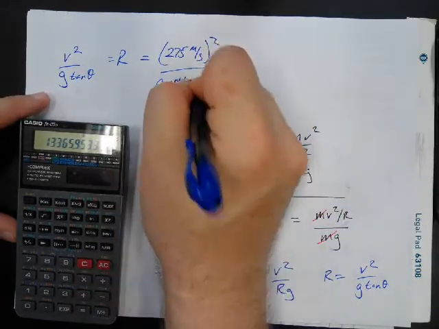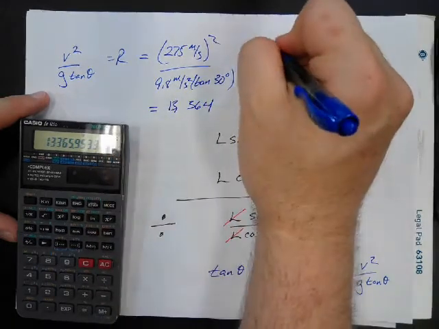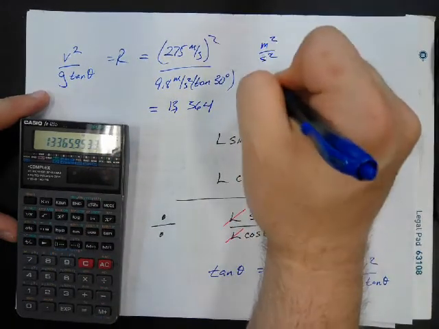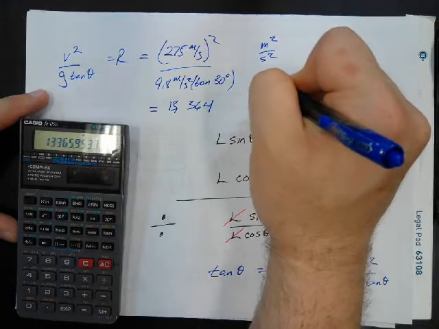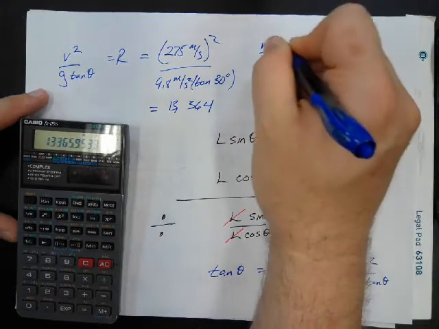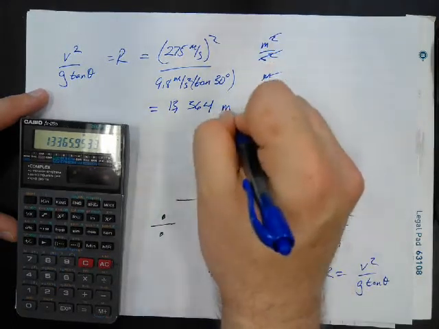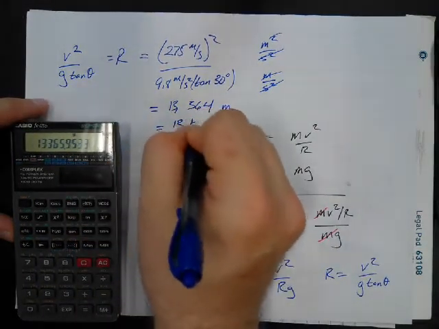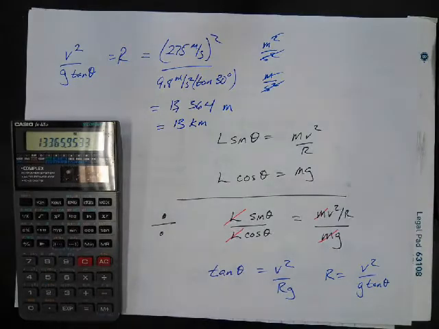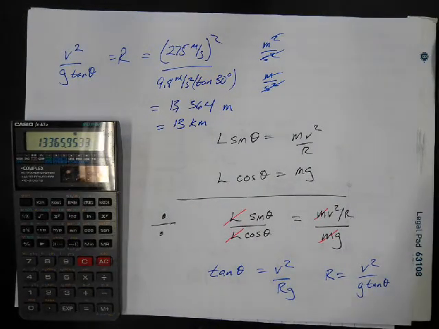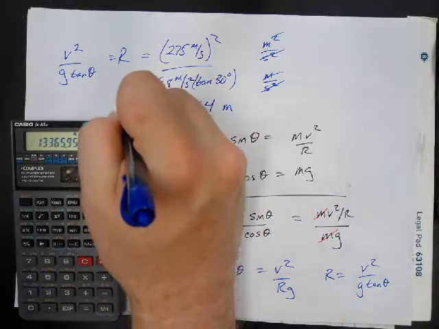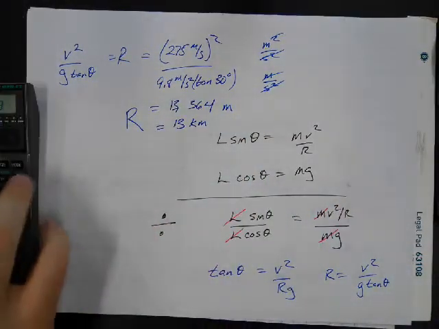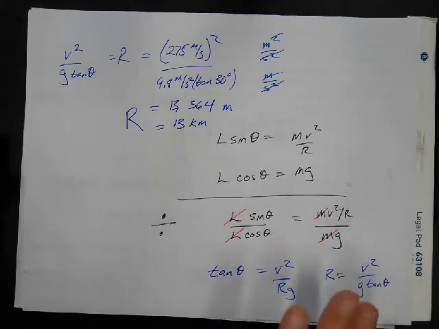We have meters per second squared on the bottom. We have meters squared per second squared. So a bunch of stuff cancels and we're left with meters. And this is a 13 kilometer turn. That's the radius of it. And that's our R. That's what we wanted. So that's a lot, right?